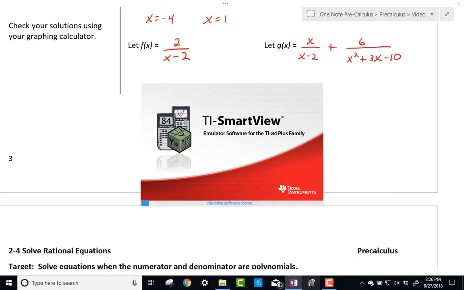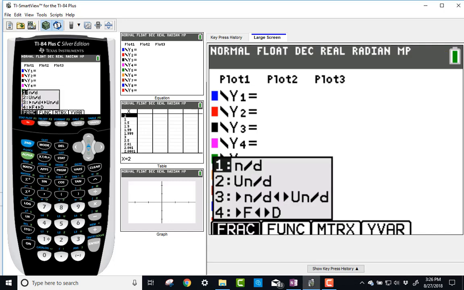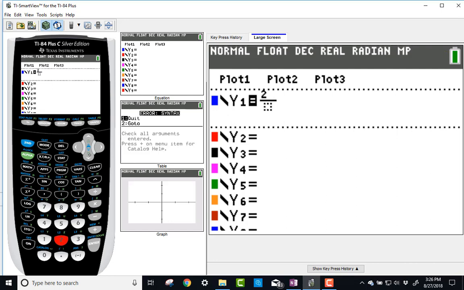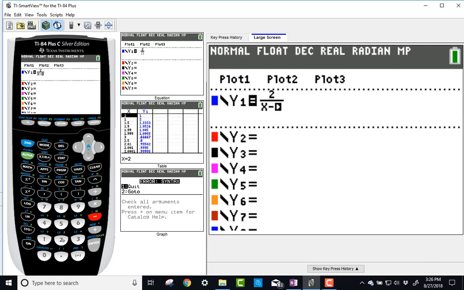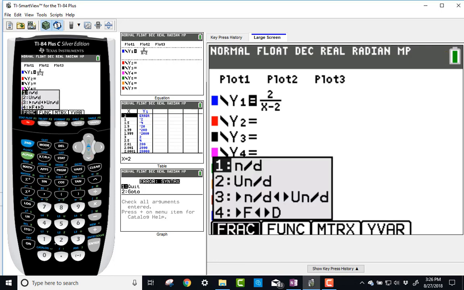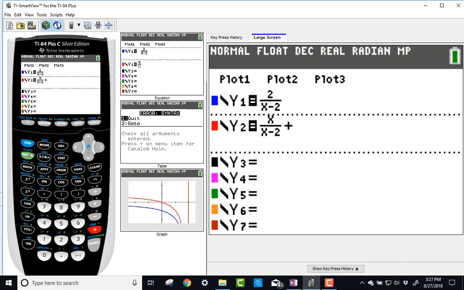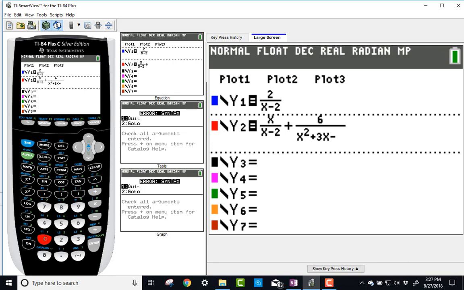And I'm going to go to my menu here, and in my Y1 menu, you can see I'm already there in Y1. I'm going to graph that first equation. So I'm going to pull up a fraction here, and we're going to do positive 2 over x minus 2. All right, and then we're going to go down to Y2. So that's f of x up there. Now my Y2 is going to be my g of x equation. So in this case, we have x over x minus 2, and then we're going to do plus, and we need another fraction here. The nice thing is that the graphing calculator will take care of all of this as long as we punch it in correctly. So then we have x squared plus 3x and minus 10.